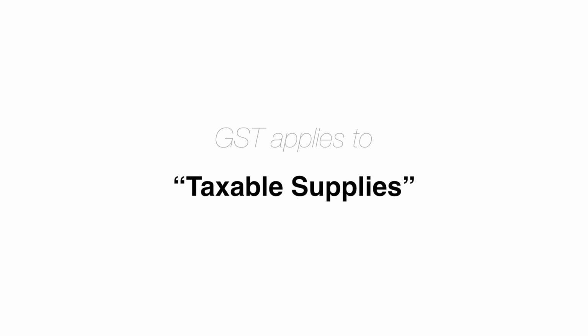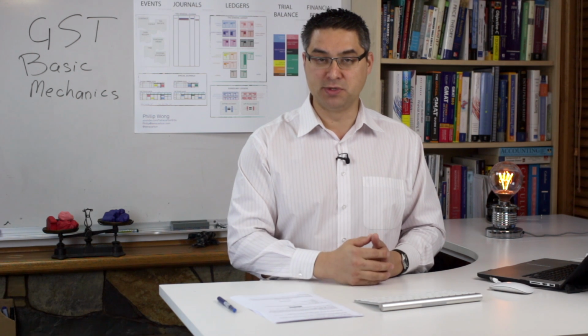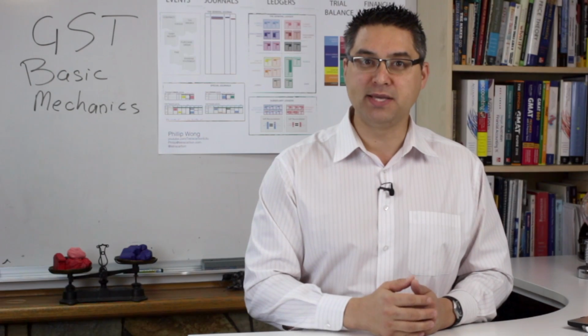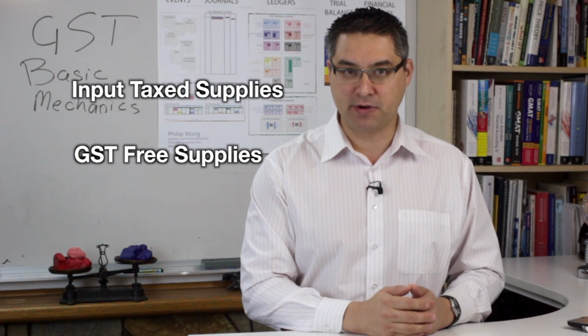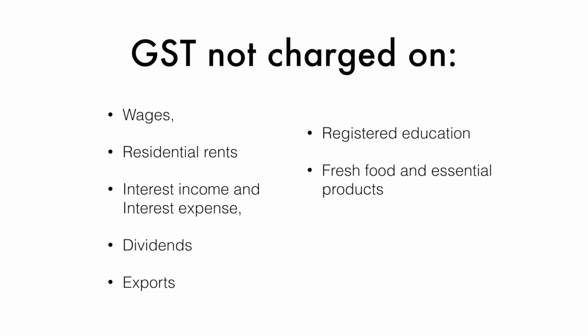GST only applies to taxable supplies, and this is mostly on things such as non-essential goods and services. However, it is important to be aware that there are a number of exceptions where GST is not charged. These are known as input taxed supplies and GST-free supplies. They can include such things as wages, residential rents, interest income and interest expense, dividends, exports, registered education, fresh food and essential products, fines, taxes, and many, many more. This list is far from exhaustive.